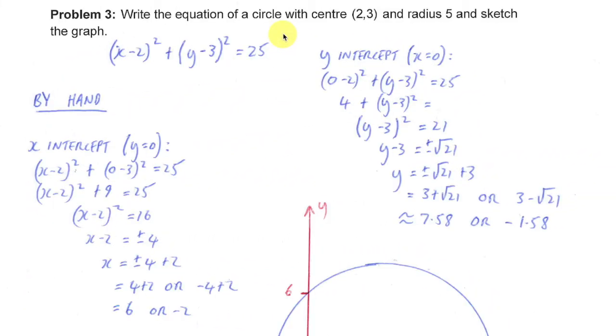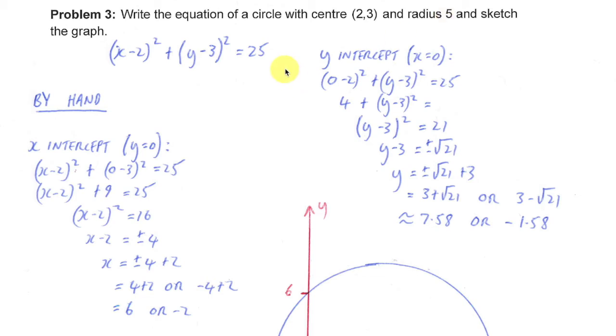In problem 3 here, it's a little bit in reverse to what we usually do. We're told that the circle is centered at (2, 3), and it's got a radius of 5. We've got to sketch it. Now obviously, you could easily just go, okay, let's locate (2, 3) on the Cartesian plane, let's grab ourselves a compass and set the radius to being 5, and then draw your circle.